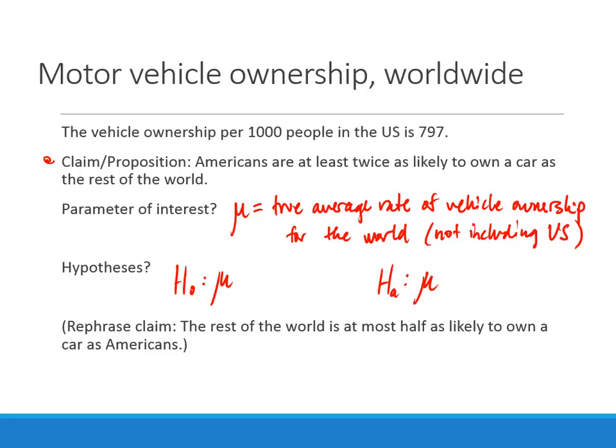If I want to know, the claim that I'm interested in saying is the rest of the world is at most half as likely to own a car as Americans. So if Americans are twice as likely, then the rest of the world is at most half as likely as Americans. So what value do I want to compare to? My vehicle ownership in the U.S. here per 1,000 people is about 800. So I want to know if this is less than or equal to, so at most, 797 divided by 2. Okay, and my null value, I'll compare this to 398.5.